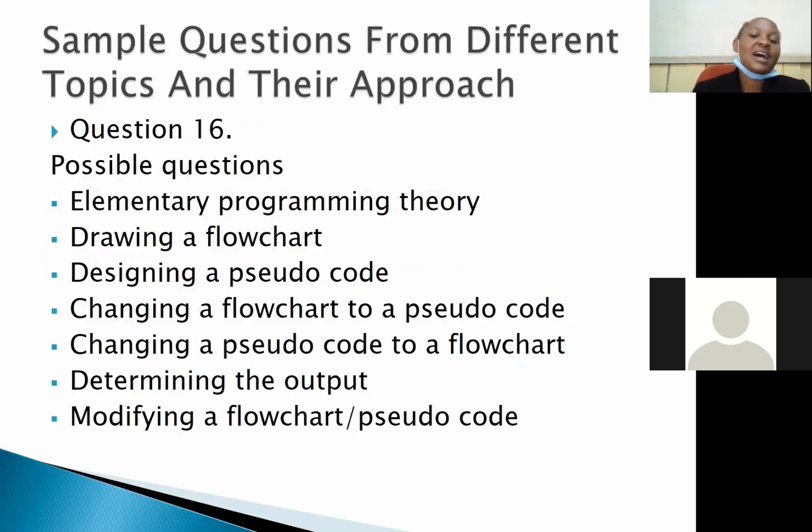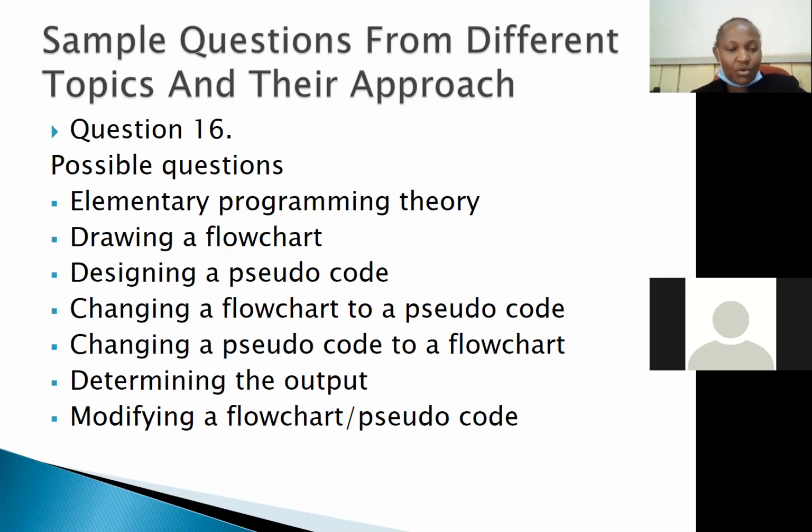Then let's now look at some of the sample questions that can be tested and how you can approach them. So to start with, I'm going to sample question 16 and then we move on. For example, possible questions that can be tested in question 16: a question on elementary programming theory, like state, give the advantages, define, all that. Like for example, state two language translators.